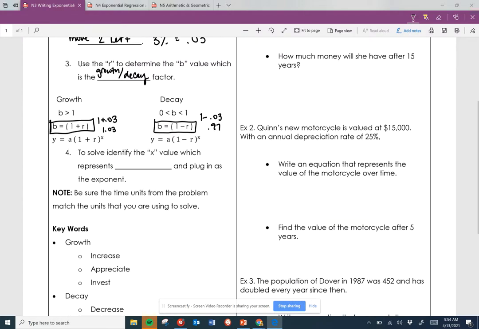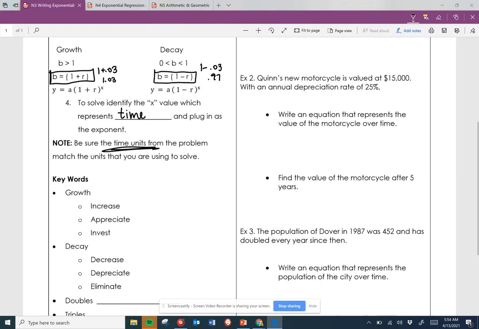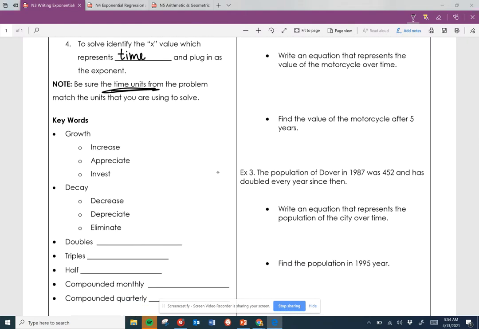If you're asked to solve the problem and you're going to put the x value in, that represents time. X is pretty much always going to represent time, so be on the lookout and make sure that your units are matching. All of these words, increase, appreciate, invest, are going to be our 1 plus r words. That's going to be the growth factor. And decay, decrease, depreciate, eliminate, that's going to be 1 minus r.